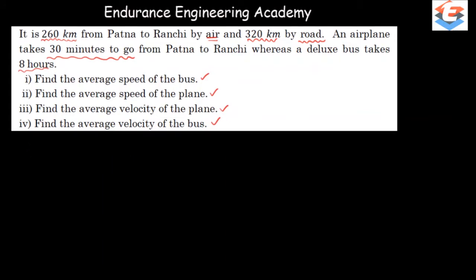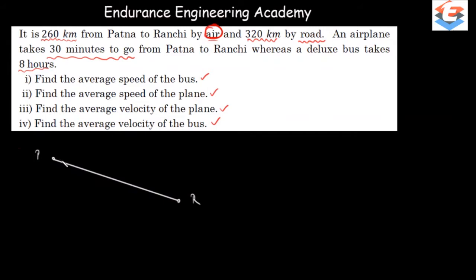Okay, so they said that 260 kilometer from Patna to Ranchi by air, right? So let us keep this is Patna and let this be Ranchi. Okay, so by air means that is going to be the shortest route of all, right? That we know very clearly. By air in the sense shortest route, right? Obviously that is what it is meant to be. So shortest route, so we will just mark it as a straight line.